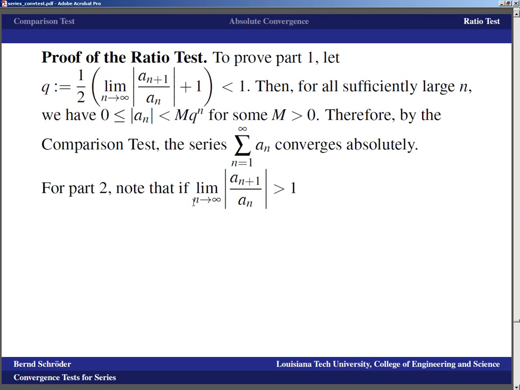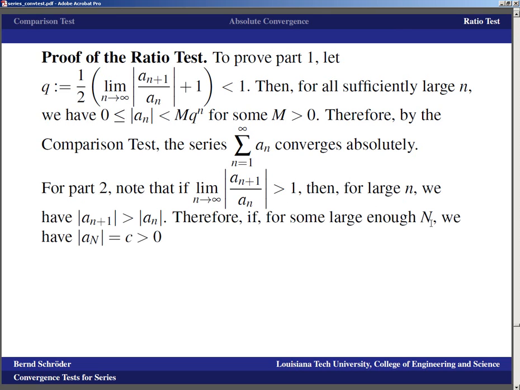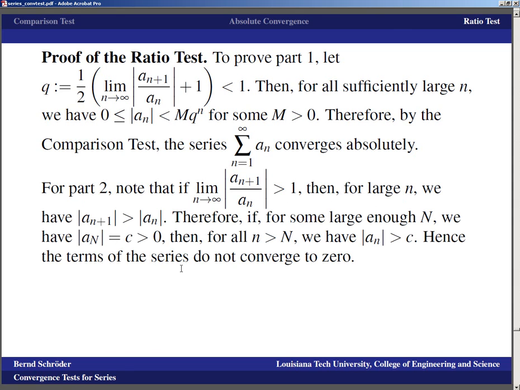and that's already it for the first part of the ratio test. For part 2, let's note that if the limit is greater than 1, then for large n we have that the absolute value of a_(n+1) is greater than the absolute value of a_n, and so for some large enough n, we have that the absolute value of a_n is c greater than 0, and that means for all the n's that come beyond that, we have that a_n is greater than c, and that means the terms of the series don't converge to 0, and the series diverges by the limit test.